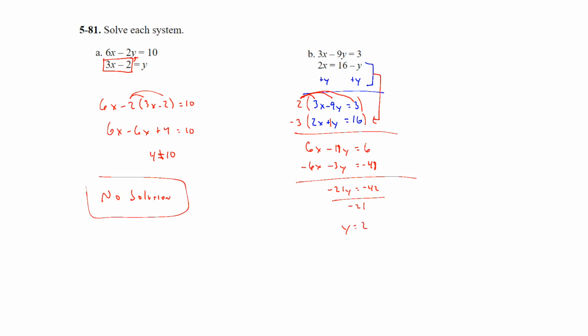And now you can go and plug 2 back into any of the equations that you have so far. I'll go to the second one where it's 2x equals 16 minus y. And so that'll give me 2x equals 16 minus 2. 2x is equal to 16 minus 2 is 14. Divide by 2. X is equal to 7. So our answer, when x is 7, y is 2. And that satisfies both of the equations. So that's how you solve a system of equations, especially on B that it's not set up for you. You have to do something before you use substitution or elimination.